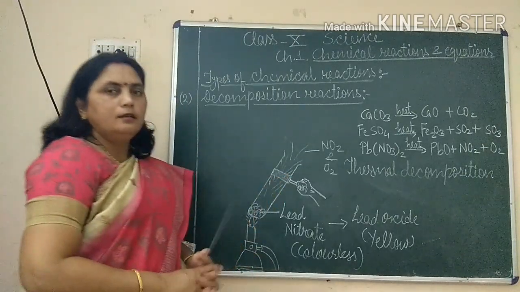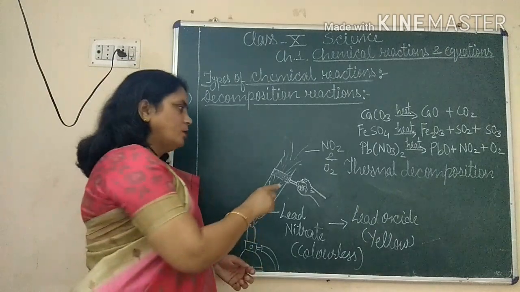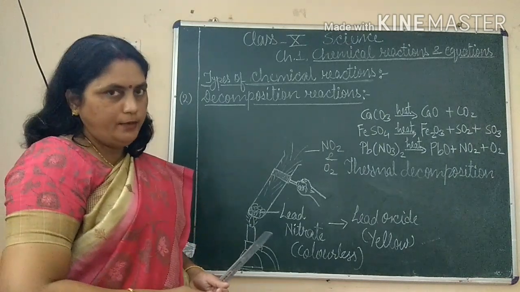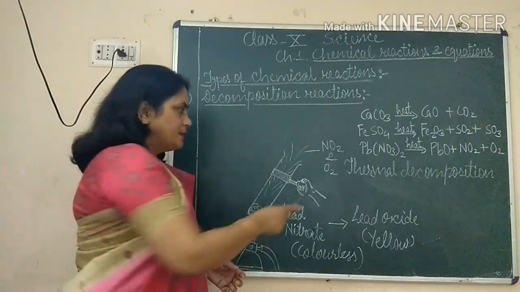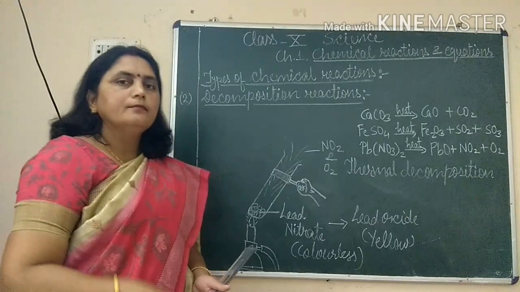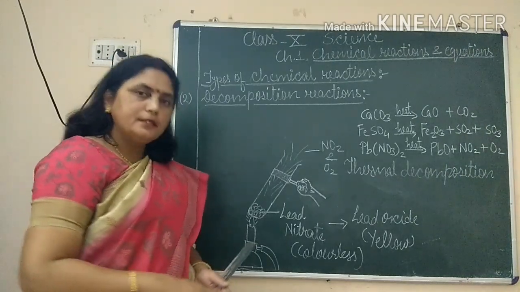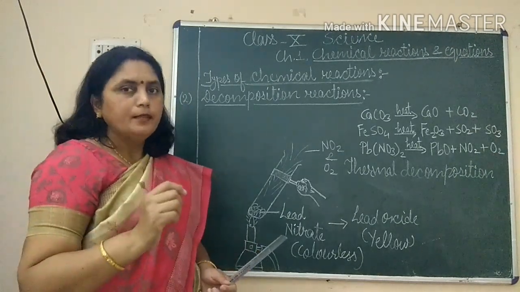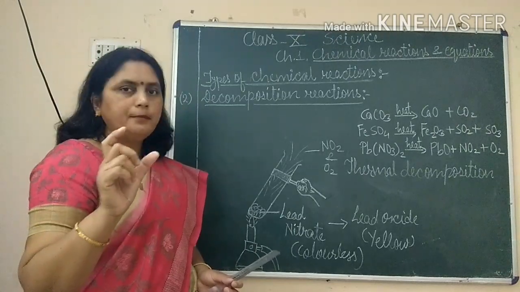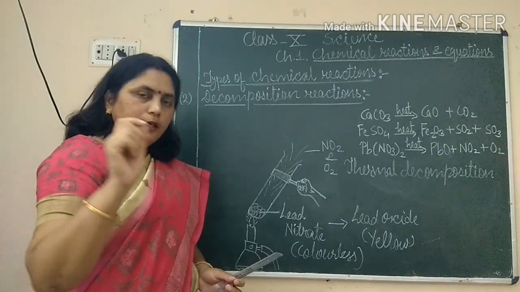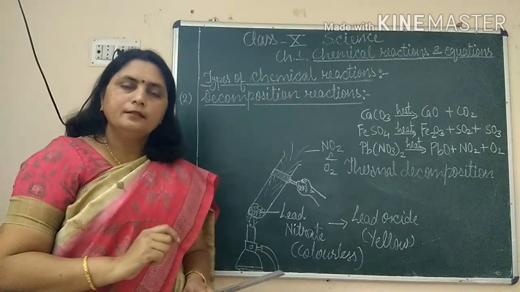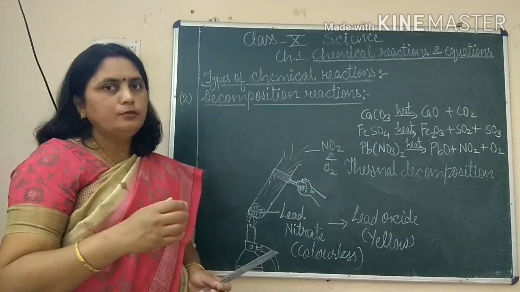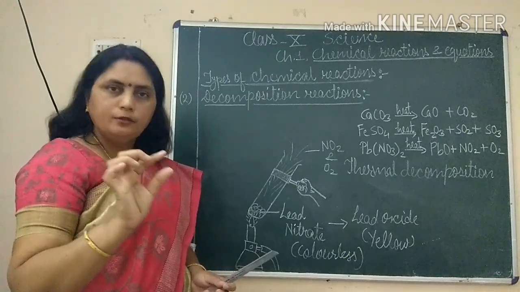When we bring a glowing splinter in contact with the gas coming out, then this glowing splinter catches fire. This shows the presence of oxygen, because anything can catch fire or burn in presence of oxygen as it supports burning. Now what is a splinter? Splinter is a small sharp piece of wood. It has been brought in contact with fire so that it does not catch fire, but it starts glowing due to heat. It glows red due to heat.